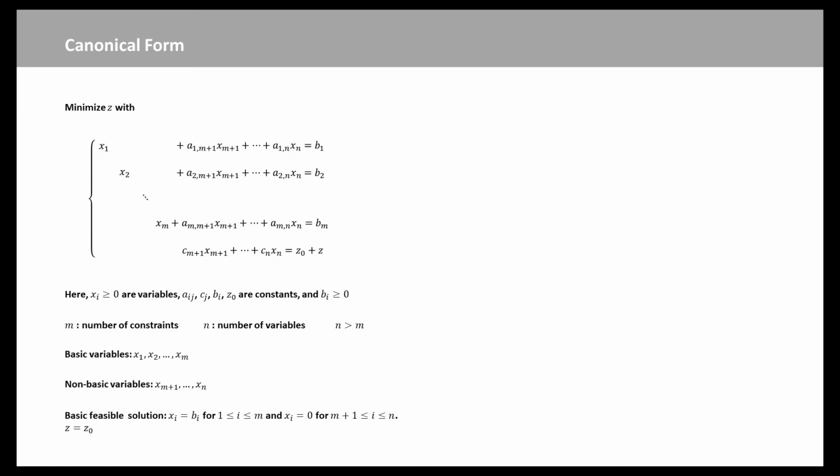The basic feasible solution would be xi equals bi for i from 1 to m, and then the other xi's, for the non-basic variables, just take value 0. The basic solution z would take the value negative z0, because the left-hand side is 0.